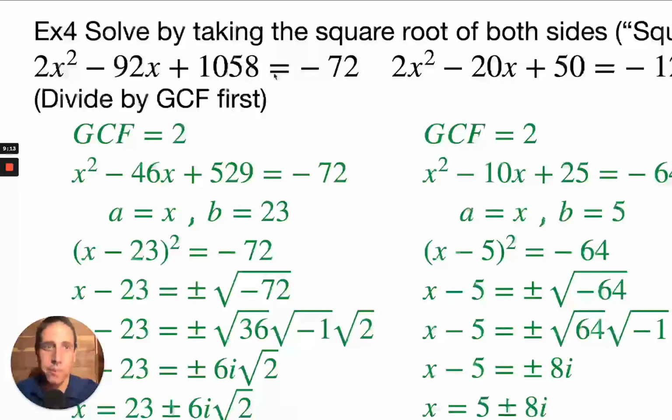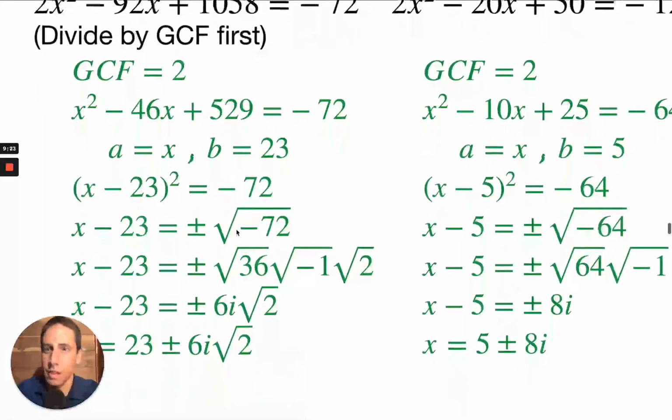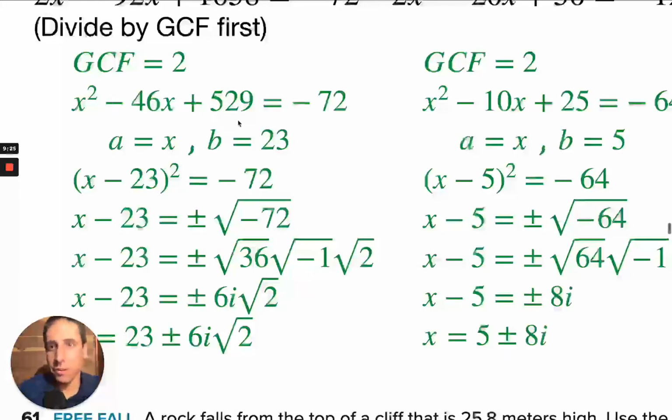Solve by taking the square root of both sides. We're going to have to divide by a greatest common factor first. Here, these are all even numbers. Divide by 2, and things get a little simpler. It's a bit easier to spot that we got a perfect square factor if you divide by 2. So 529, to take the square root of that, is 23. This becomes a is x, b is 23, and when you multiply 23 times x and double it, you get 46x. So a is x, b is 23, and you get x minus 23 squared is equal to negative 72.